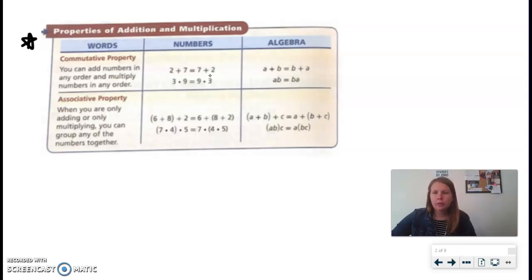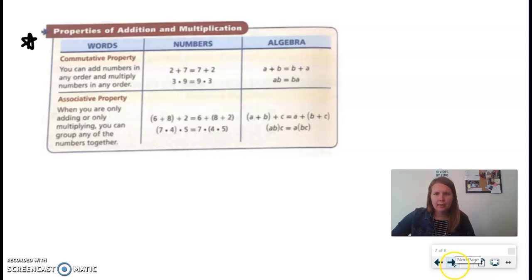Associative property, this is the one where they have parentheses around it. So it says when you are only adding or only multiplying, you can group any of the numbers together. So you can add in some parentheses. So in this case, they have the same sentence. Notice it says 6 plus 8 plus 2, and on this side of the equation it says 6 plus 8 plus 2. The thing that's different is the parentheses around the 6 and the 8, and then they did it around the 8 and the 2. Same rule applies for your multiplication as you go through. So they're just rules to help us understand that they would mean the same and that we can move things around, or we can kind of change our parentheses to what is going to be easier for us to solve.